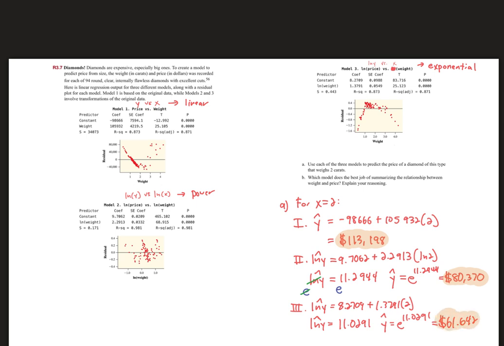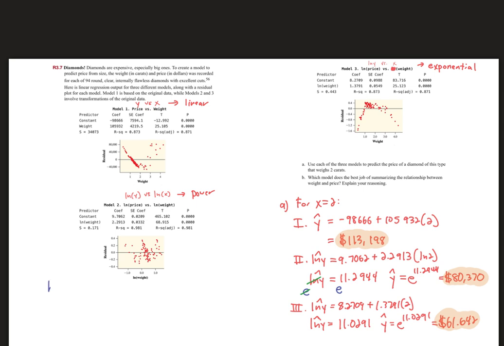Okay, so that's what each model would predict the price would be of a diamond that weighs 2 carats. So each of those models predicts a pretty different price for a diamond that weighs 2 carats.